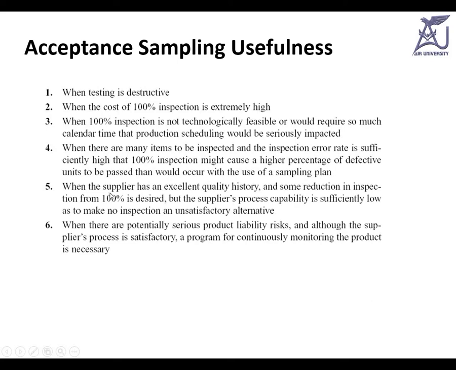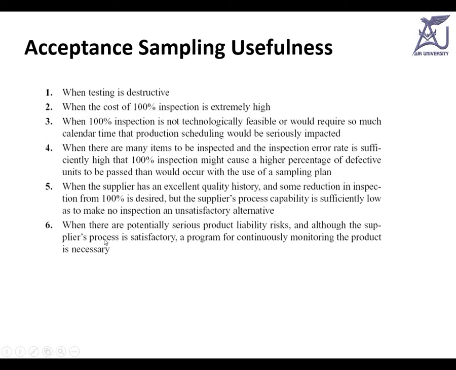When the supplier has an excellent quality history and some reduction in the inspection from 100% is desired, but the supplier's process capability is sufficiently low as to make no inspection an unsatisfactory alternative. So this is also a good case: the supplier might have a good quality history, but if some reduction in inspection from 100% is desired, then you may go for the acceptance sampling plan.